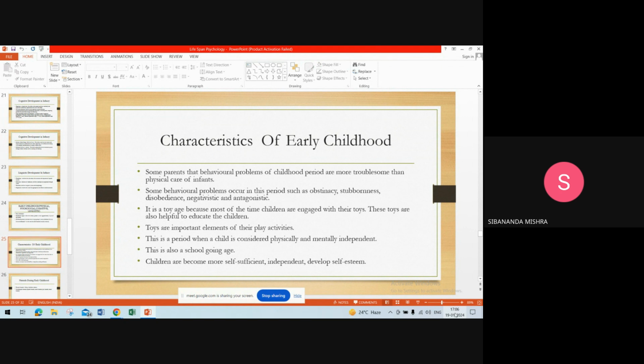It means the child has no responsibility like an adult or any other adolescent. He has no responsibility at home or school. At school there may be a very little task the child has, but he can complete it very easily. So for that, nowadays there is no punishment for children. This is also a school going age. So what is mental independence?